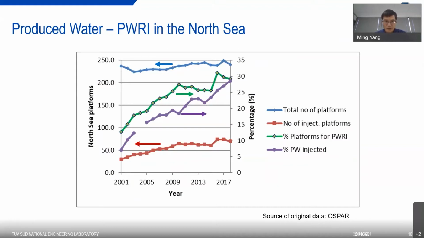What you can see here is between 2001 and 2018, we have been seeing a steady increase in the percentage of produced water being injected in the North Sea.